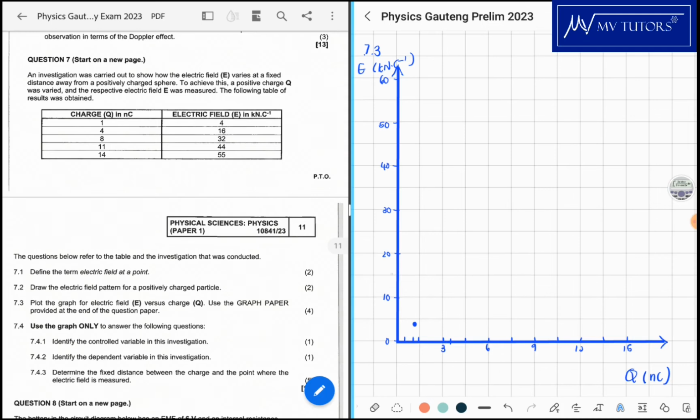Okay, 4, 16, yeah, somewhere around there. And then 8 and 32. Okay, 8, 32, somewhere here. What I'm doing is probably not really to scale, but we're trying. Okay, 11 and 44.